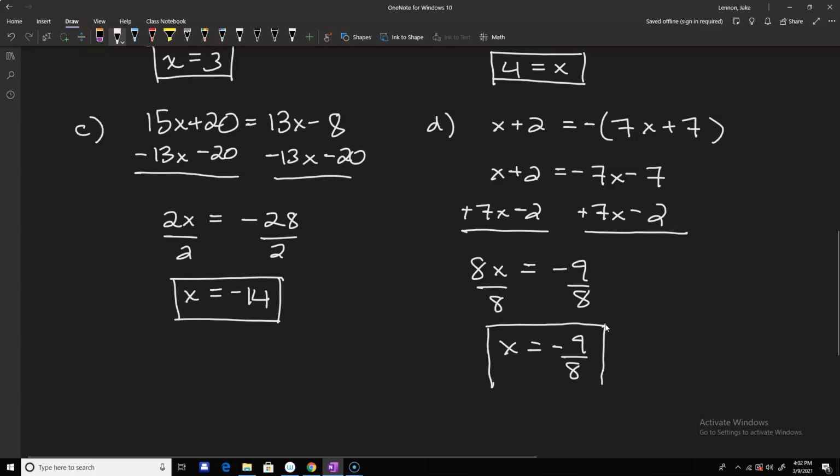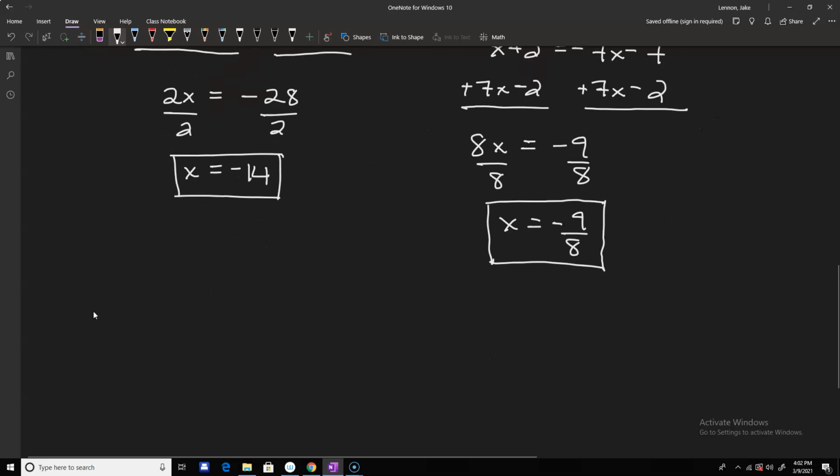So there we performed the distributive law with just the negative sign. It can also be done with numbers as well. So let's just review that. So the distributive law.